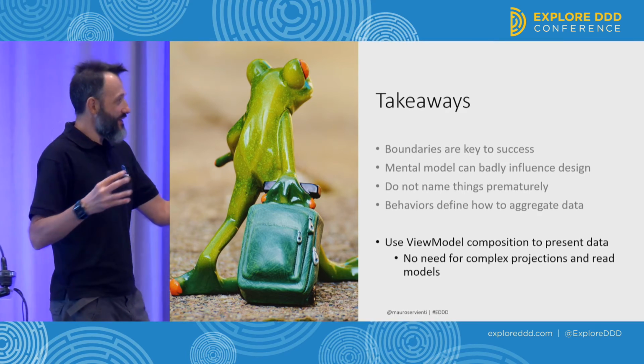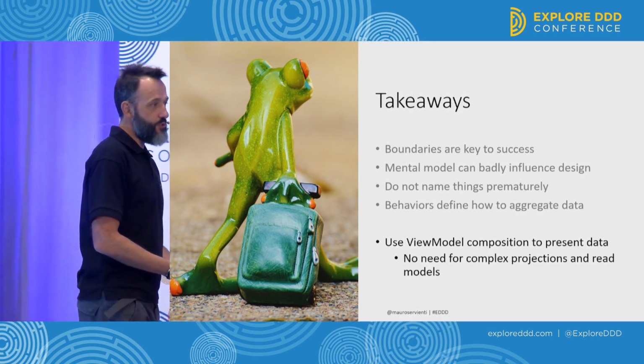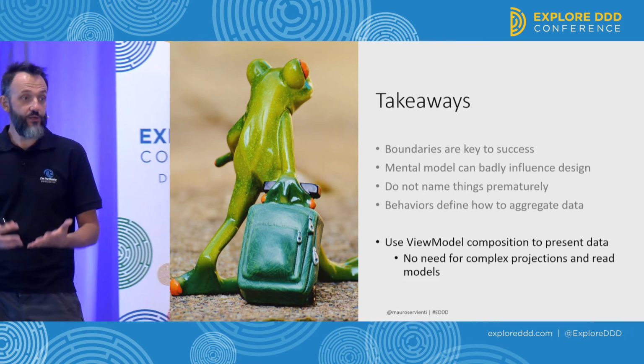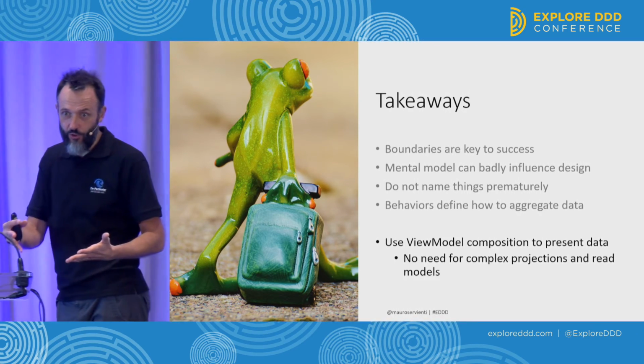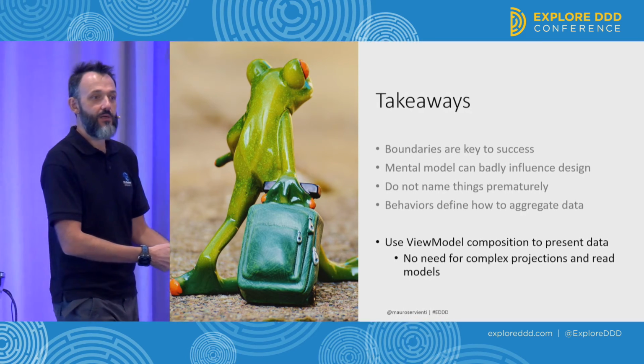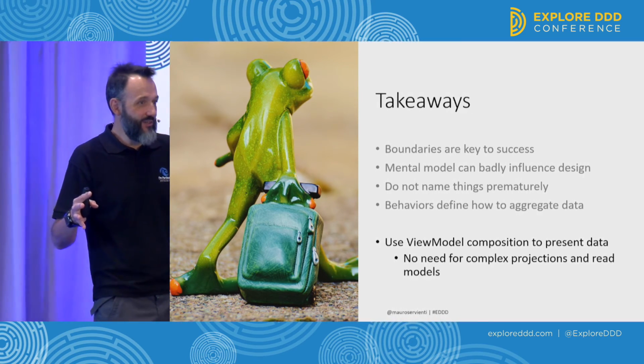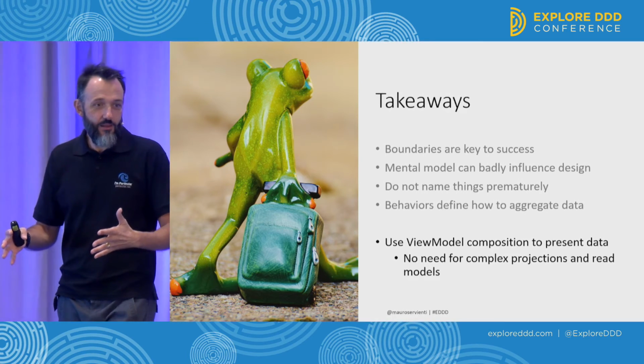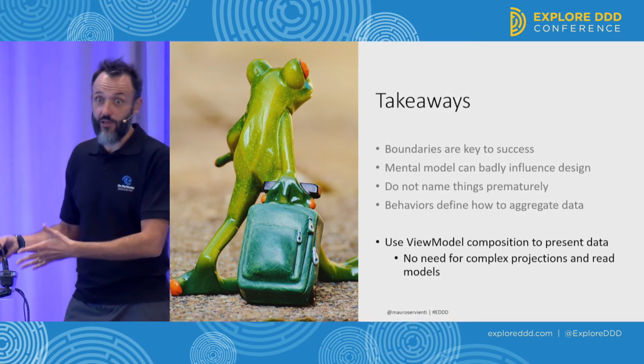Once we have defined the boundaries, we can then apply view model composition and decomposition techniques in order to avoid more technology and more problems and present data to the user. Once we have done all of this, we probably escaped the monolith and the distributed monolith.